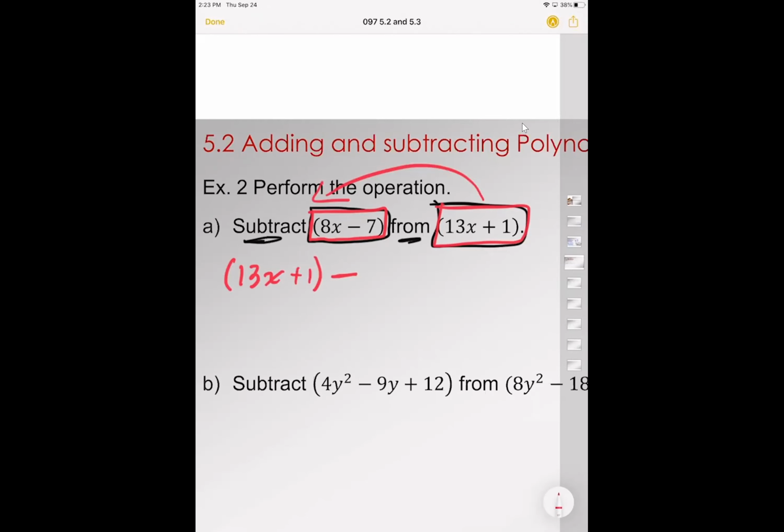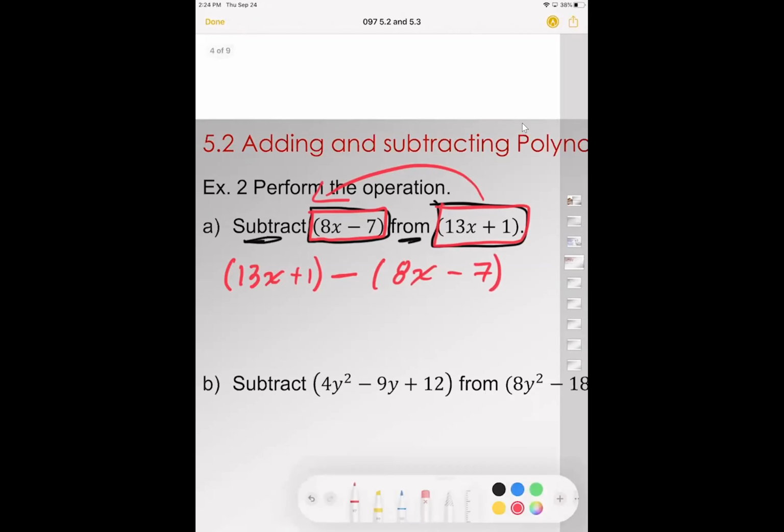So in this case, 13x plus 1 subtract the ax minus 7. If you remember in chapter 2, that's what we need to do: anything subtract something from something, meaning anything after the word from is the more dominant, and we need to take that and subtract the other thing from that, right? So when you set up this item, make sure that anything after the word from has to go in front of the operation, and the other one will go behind the operation.